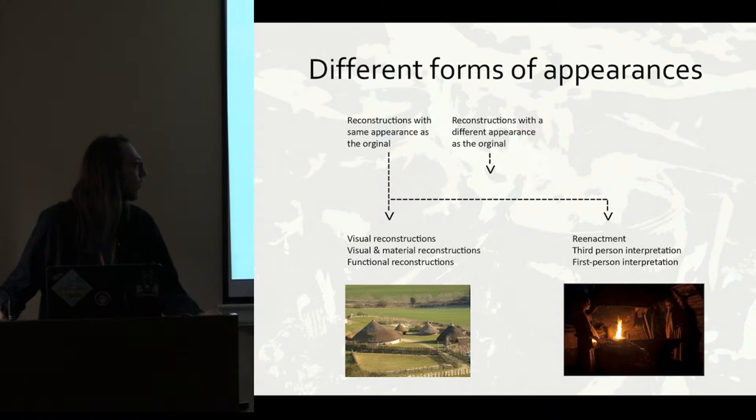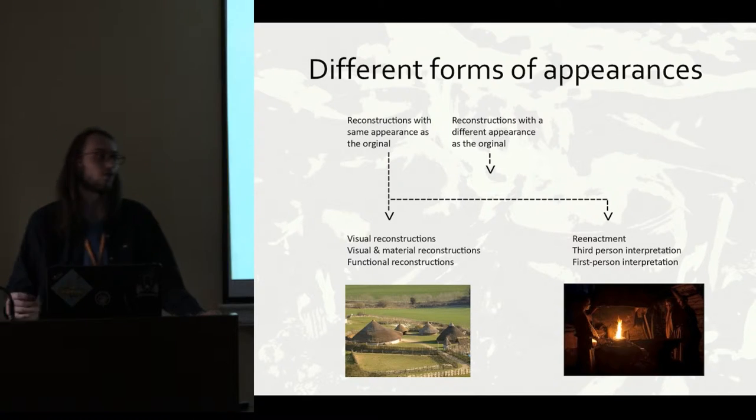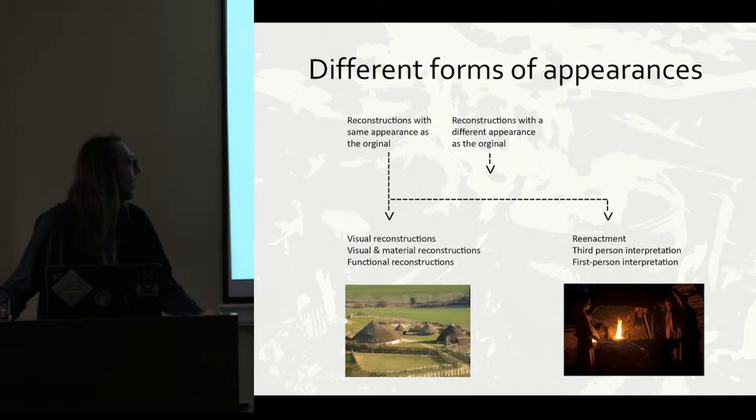In this kind of reconstruction, he says the materials being used are the same as the original, but they don't have the same functionality as the original, or at least that's not important. And the last group are functional reconstructions, where you can actually use the reconstruction as it would have been used in the past.